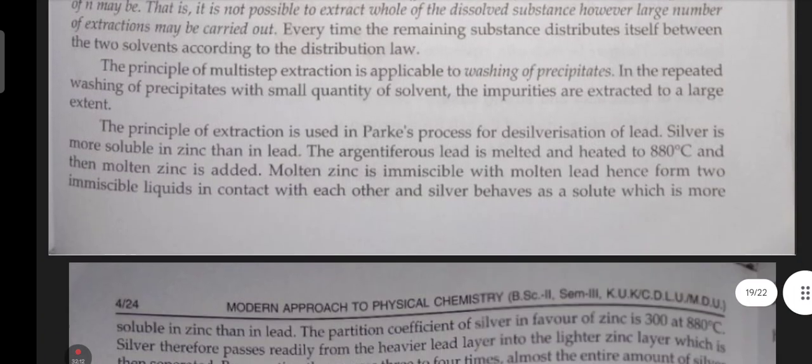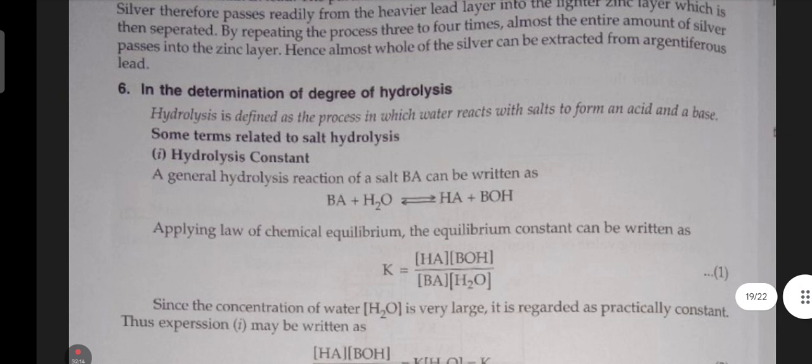Now we will discuss the sixth application of distribution law: the distribution law in the determination of degree of hydrolysis. Hydrolysis is defined as the process in which water reacts with salt to form acid and base. Some terms related to salt hydrolysis, that is, hydrolysis constant.